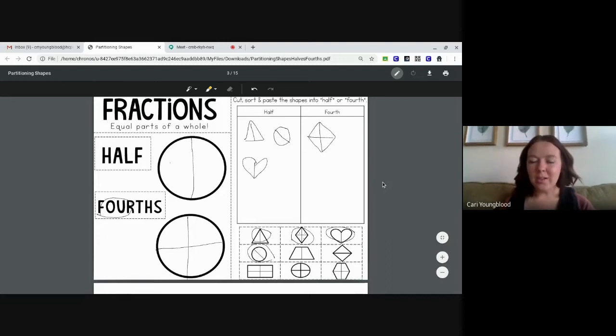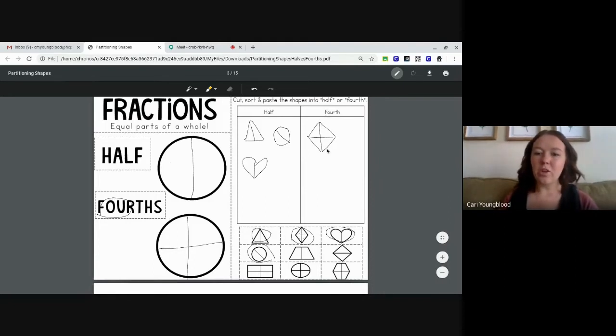I want you to pause the video right here, grab a sheet of paper and a pencil or pen, marker, whatever. Draw this, a little T-chart with half and fourth at the top. You can go ahead and draw the shapes that we've already done together, and then I want you to show me where the rest of these shapes would go, okay?